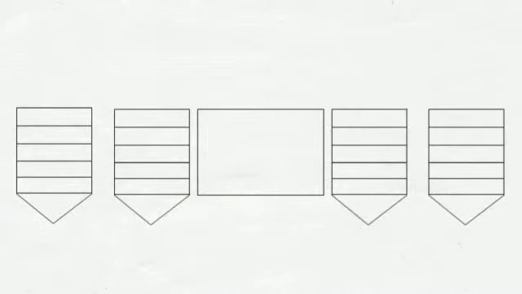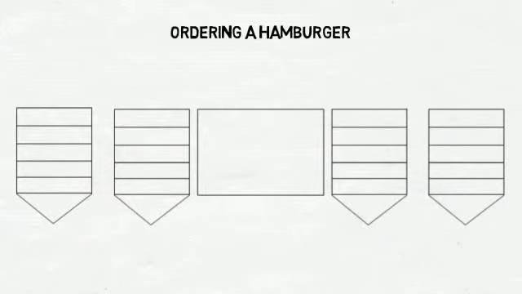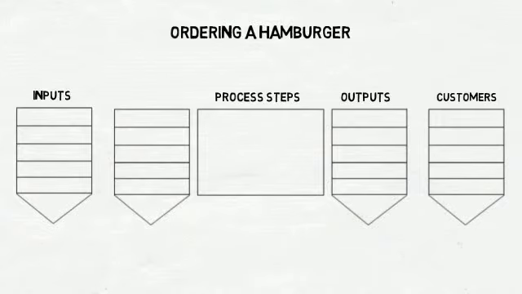Let's create a SIPOC diagram for the process of ordering a hamburger. Keep in mind that when creating the SIPOC, you should complete the diagram in the order of O, C, P, I, S, not from left to right as you might naturally read a diagram. Furthermore, you should add the top 4 to 7 items under each section. The lists do not need to line up. In other words, you can have 6 items under outputs and only 4 items under inputs.